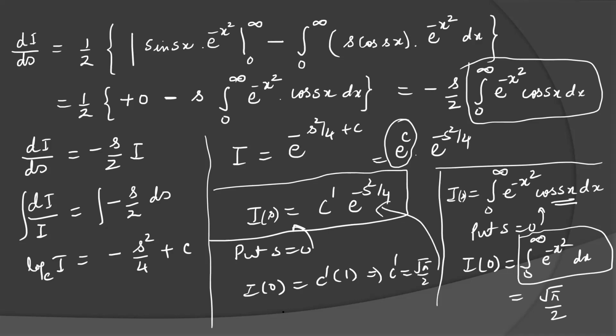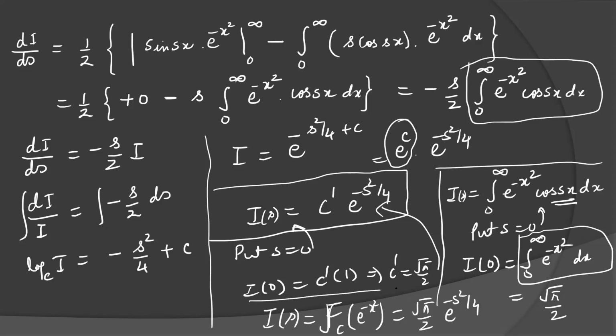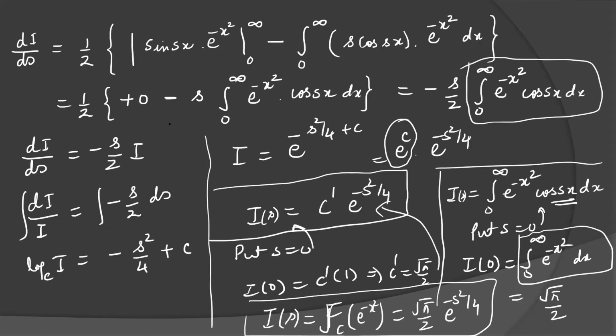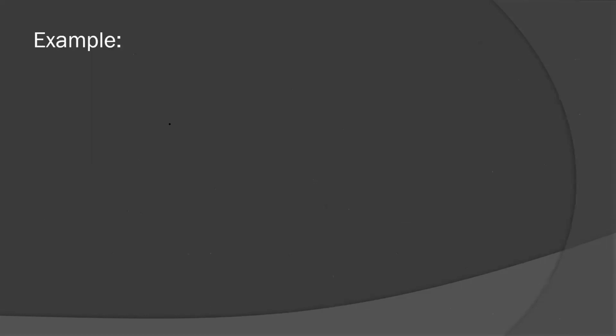Put the value of c dash. So the Fourier cosine transformation of the given function is root pi by 2 e to the power minus s square by 4. So this is your required answer for this problem. I assumed integration I as the Fourier cosine transformation of e to the power minus x square, and it is understood that it is a function of s because you are integrating with respect to x. So this is the Fourier cosine transform. Very interesting problem, very important problem. Let's see one more example.